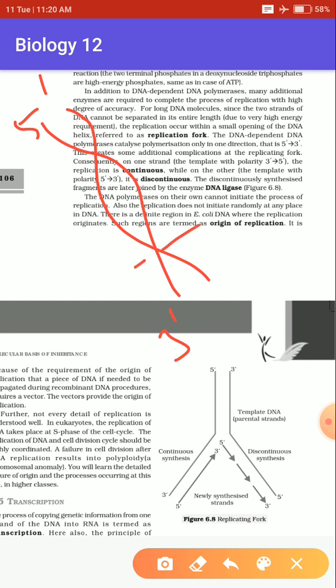Suppose it is cutting away from here. Then it will start to form, wherever it has started to cut, another strand continuously from there. As it has ended in 3 dash, another strand will definitely form in the opposite direction, as 5 dash 3 dash, right? In this way.